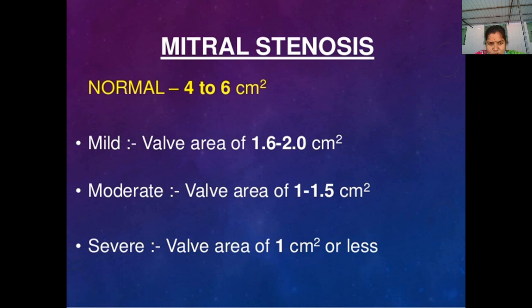Normal opening of the mitral valve is between 4 to 6 square centimeters. Mild valve area is 1.6 to 2.0. In moderate, it is 1 to 1.5. In severe cases, it may be less than or equal to 1 square centimeter. Generally, normally it has to be 4 to 6 centimeters, which means we can put our 2 fingers.